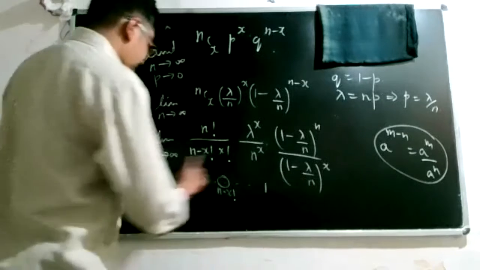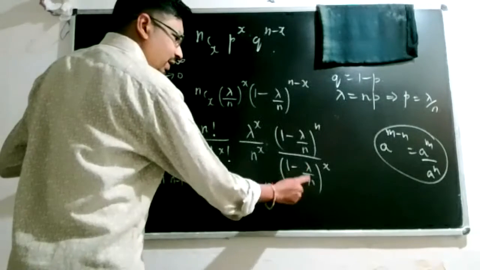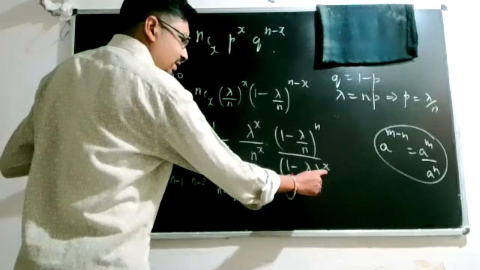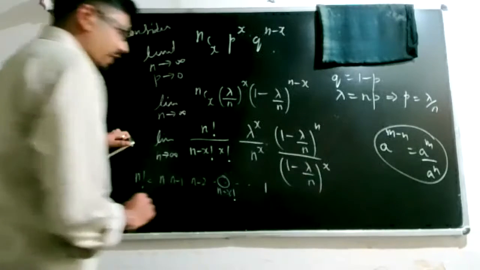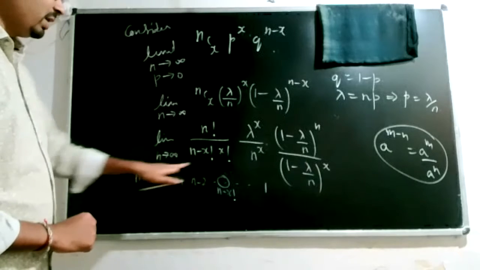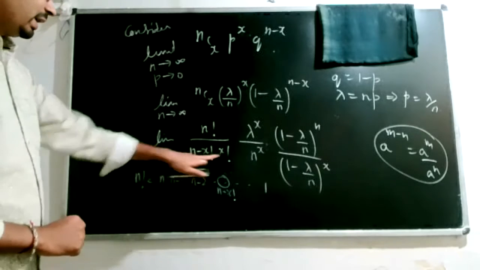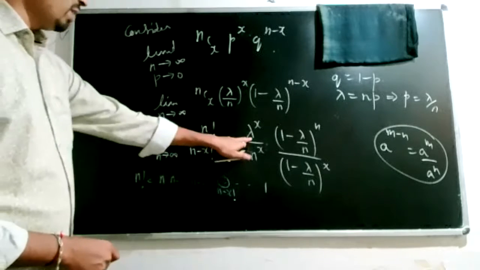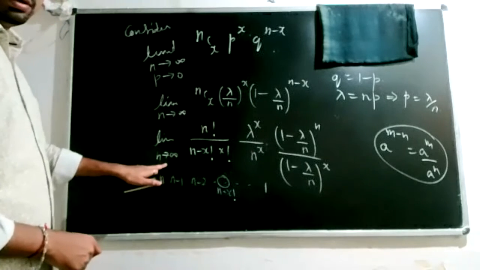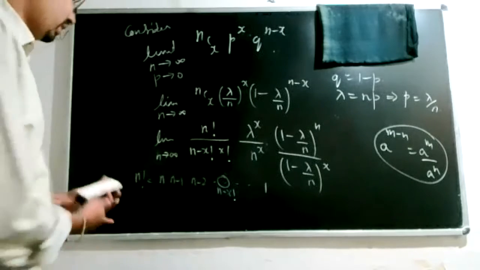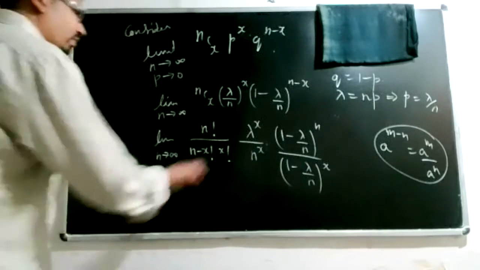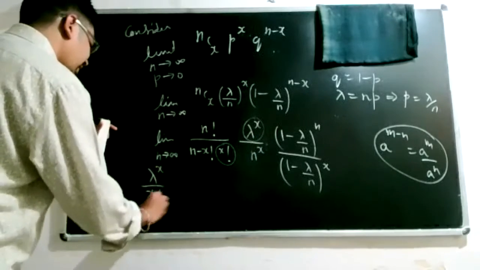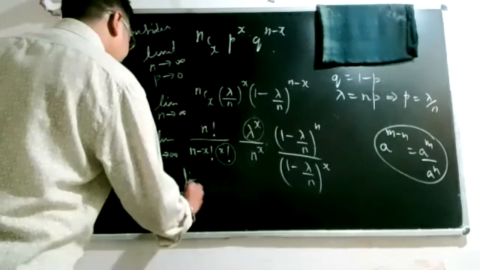Here when I put n tends to infinity, I get lambda by infinity, which is 0. And 1 minus 0 to the power of x is 1 power x, which is equal to 1. And this x factorial is independent of the limit because it doesn't carry any term n, so that can be taken outside. Again, lambda power x doesn't carry any term n, therefore that can also be taken outside. So we take x factorial and lambda power x outside the limit because they are independent of the limit. And now we expand n factorial.